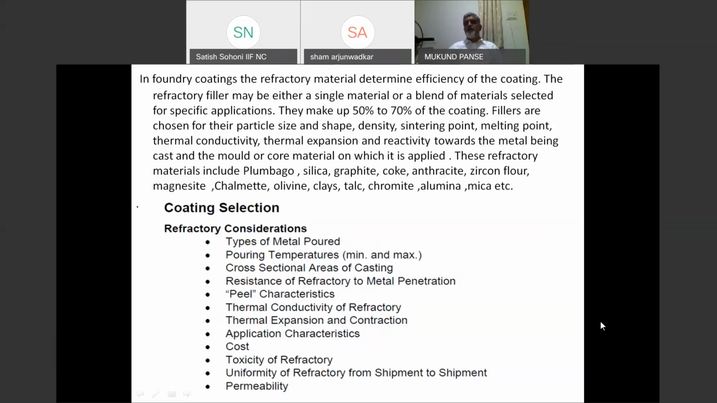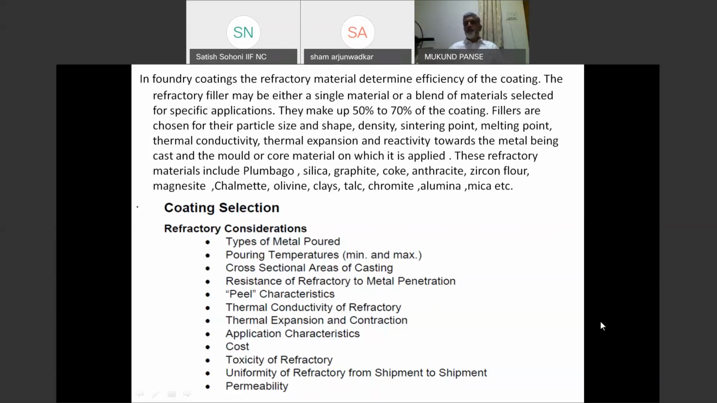See, the application may depend on the metal you are pouring and the size of the casting, the surface finish requirement, etc. The different refractory materials used are plumbago, silica, graphite, coke, anthracite, zircon, magnesite, olivine, clays, chrome, alumina, mica, etc. The refractory choice considers the type of metal poured, pouring temperature, and the thickness of the casting. The heavier casting will need better refractoriness because the sand is going to be heated for a longer time.